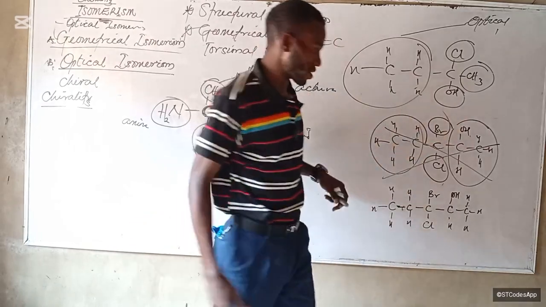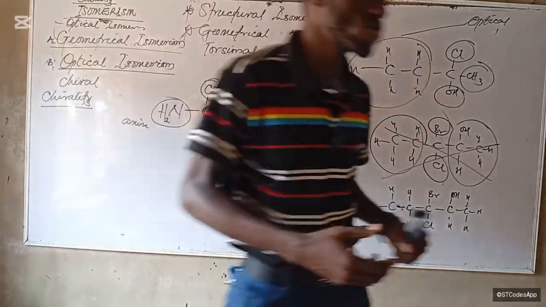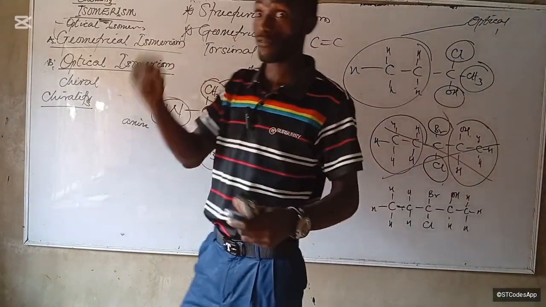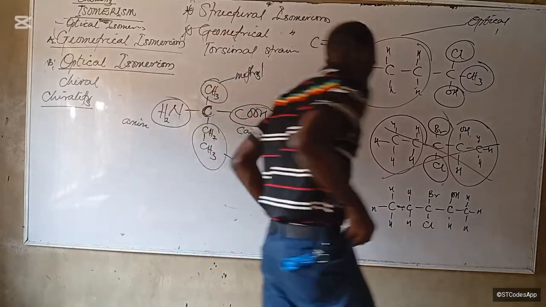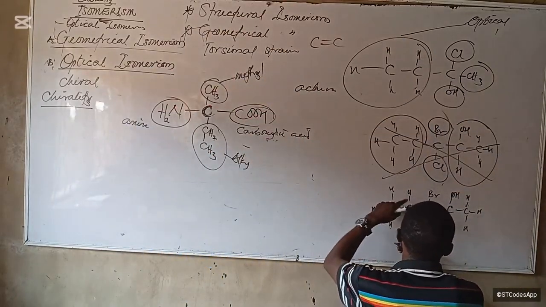Okay, let's do it together. Let's see. What is the definition of chirality? A carbon, we have what? Four different groups surrounding. Let's go. So this guy, does he have four different groups? No. H, H? No. H, H? No.